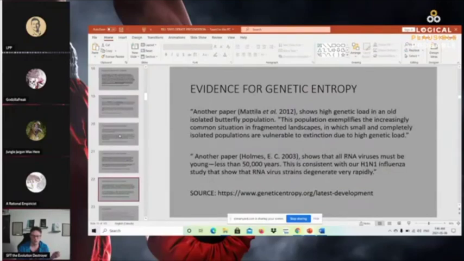H1N1 virus is showing... H1N1 virus, the human version, went extinct due to genetic entropy. Isolated butterfly populations. Here's a paper right here that demonstrates a high genetic load. So these localized events, especially in terms of inbreeding, are a sneak preview into where we are going as a larger population genetically, right? It's going to take longer for us as compared to a small localized population that is experiencing inbreeding, where there is faster mutation accumulation and accelerated genetic degeneration.